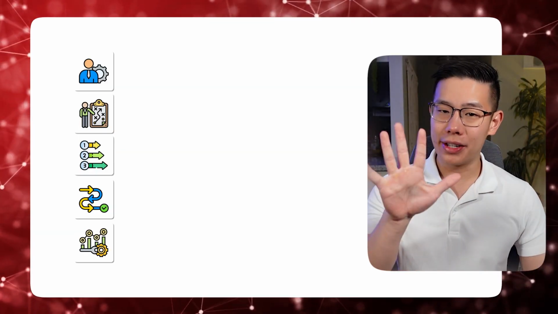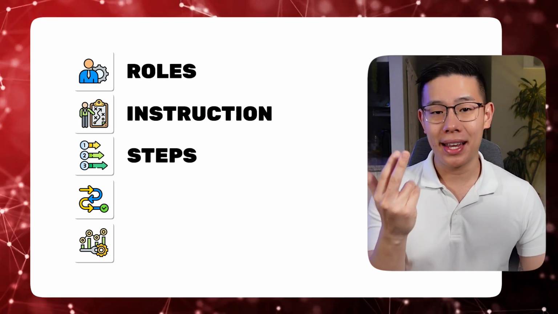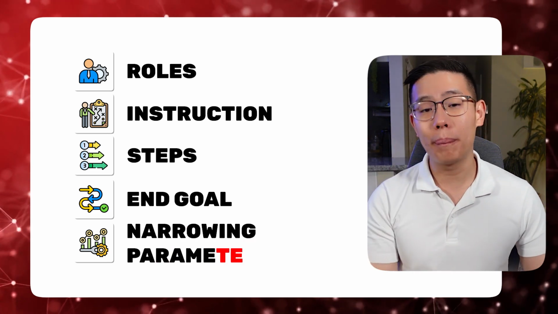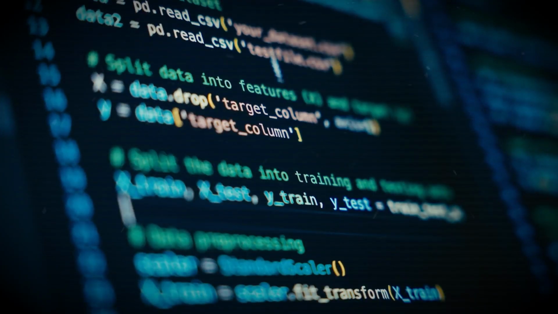And the 5 different areas that we'll be using are roles, instruction, steps, end goal, and narrowing your parameters. These 5 components are going to help you ask better questions to the AI to get the answers that you need to accomplish what you have to do. And the really cool thing is that you don't have to be a tech whiz or a coding expert to actually utilize the Tim method. You simply have to be a more effective communicator, which I'll be sharing in this video today.